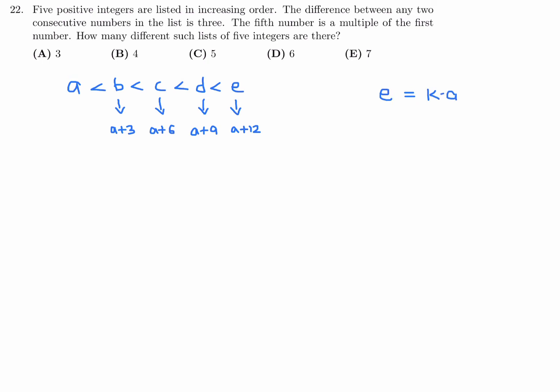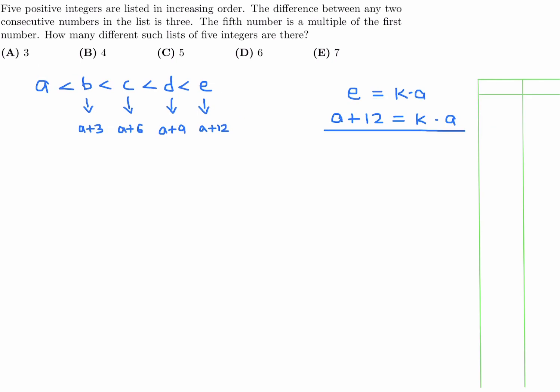But E is equal to A plus 12. So A plus 12 is equal to K times A. And this is what we have to work with. We have to find integer solutions to that equation. So let's see what we get.